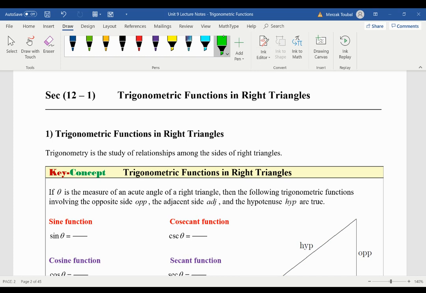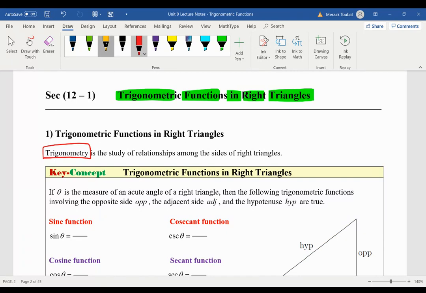Hello, this presentation is on trigonometric functions and right triangles. What is trigonometry? Trigonometry is the study of relationships among the sides of a right triangle. For instance, if we have a right triangle with sides A, B, C, then trigonometry will be the study of the ratio of the sides, which could be A over B, or A over C, or C over B, etc.